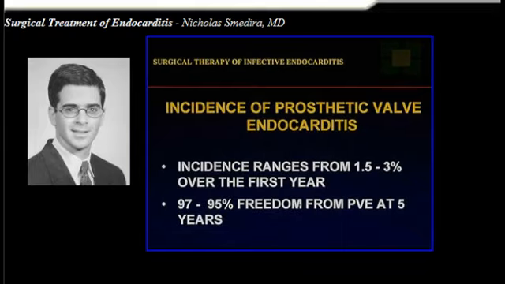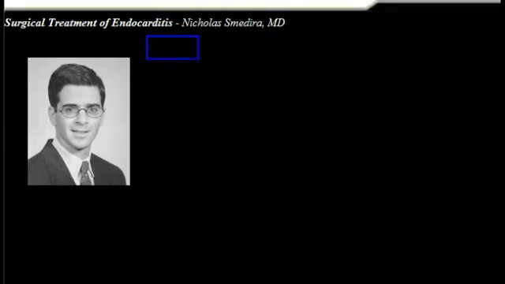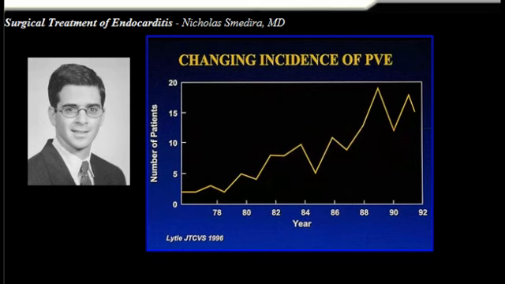Now changing a little bit to prosthetic valve endocarditis and its frequency and incidence. This was worked out by Blackstone and Kirkland in the late 70s, early 80s, and they found that the incidence ranged from roughly 1.5 to 3% over the first year. And then it stabilized with a 95 to 97% freedom from prosthetic valve endocarditis at 5 years. Now, it's not a large number, but considering the number of prosthetic valves that are implanted, you can see why the incidence of prosthetic valve endocarditis is increasing.